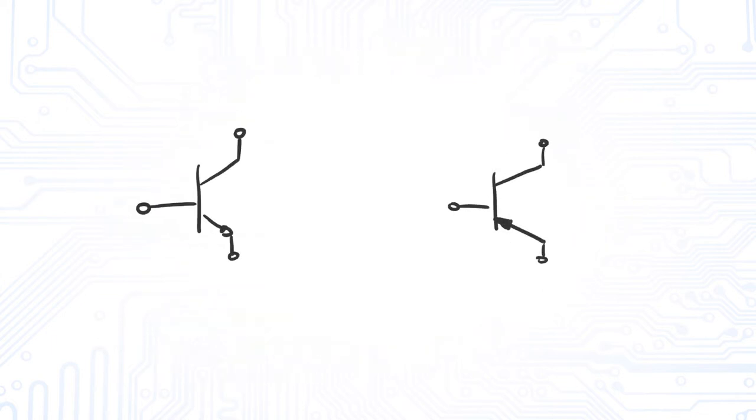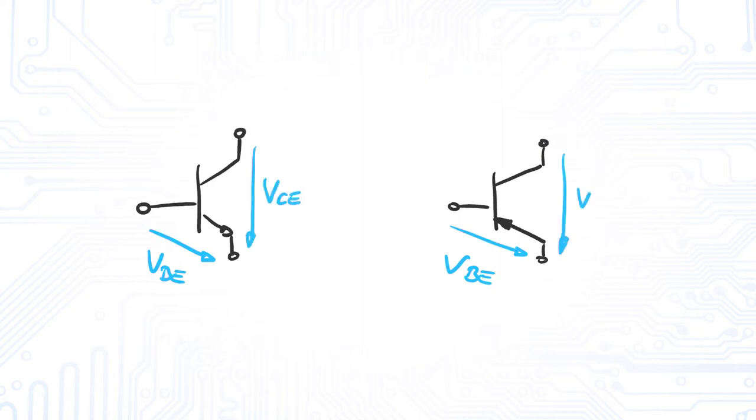The behavior of a bipolar junction transistor is defined by a couple of currents and voltages. These are the base emitter voltage, VBE, the collector emitter voltage, VCE, the base current IB, and the collector current IC. These currents and voltages depend on each other in various ways. This is given by the different characteristics of the transistor.